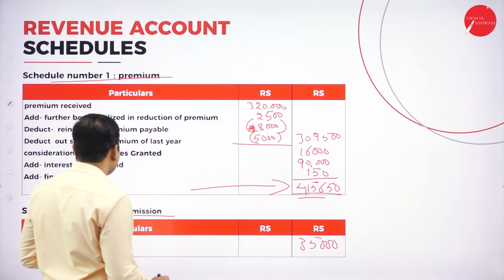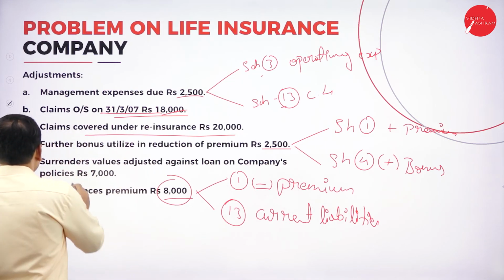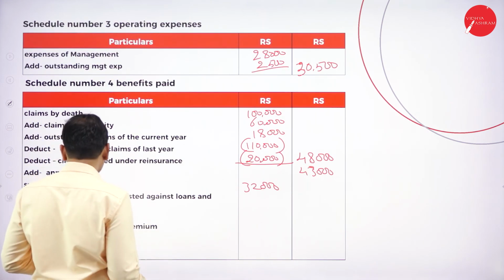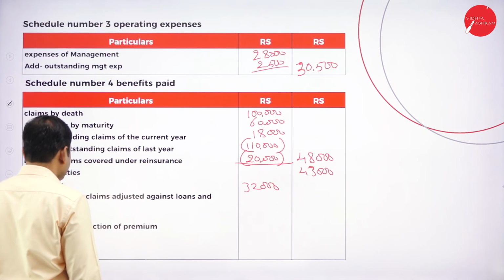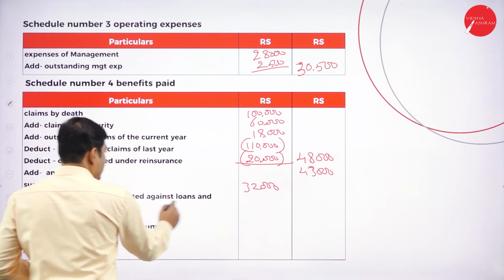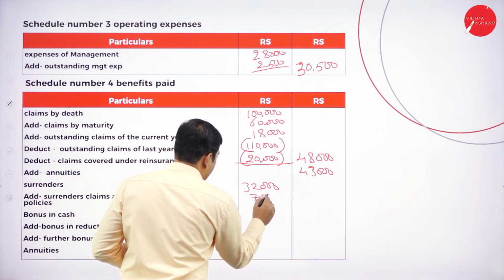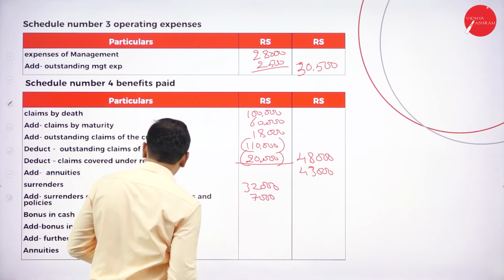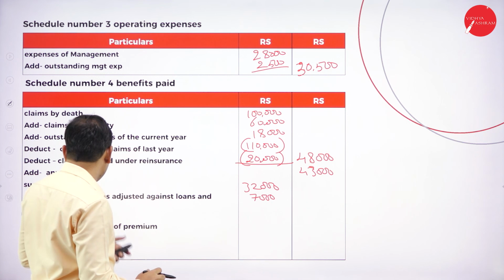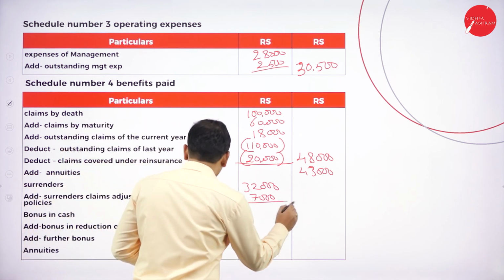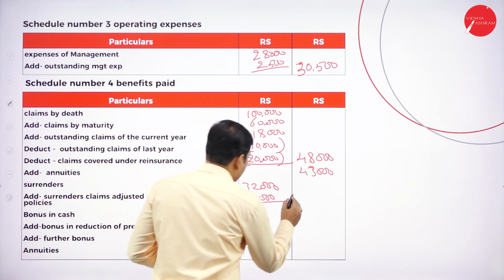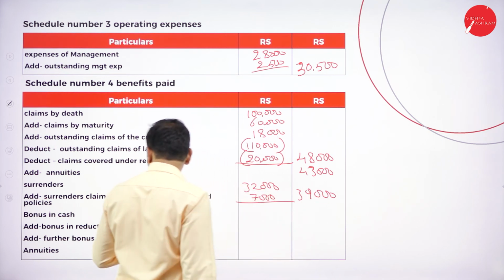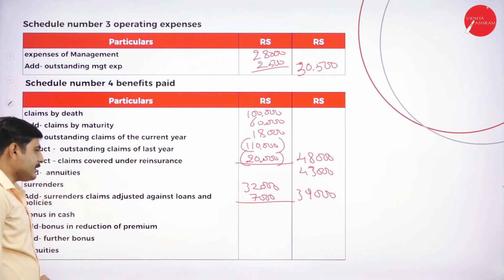Next one, add surrender claims adjusted. It is an adjustment here. Surrender value adjusted against loans and policies, 7,000. Add here, deduct from schedule number 9. So add 7,000. Next one, surrenders. We know surrenders are 32,000, and we add the surrender claims adjusted against loans. So if you add it, it is 39,000.